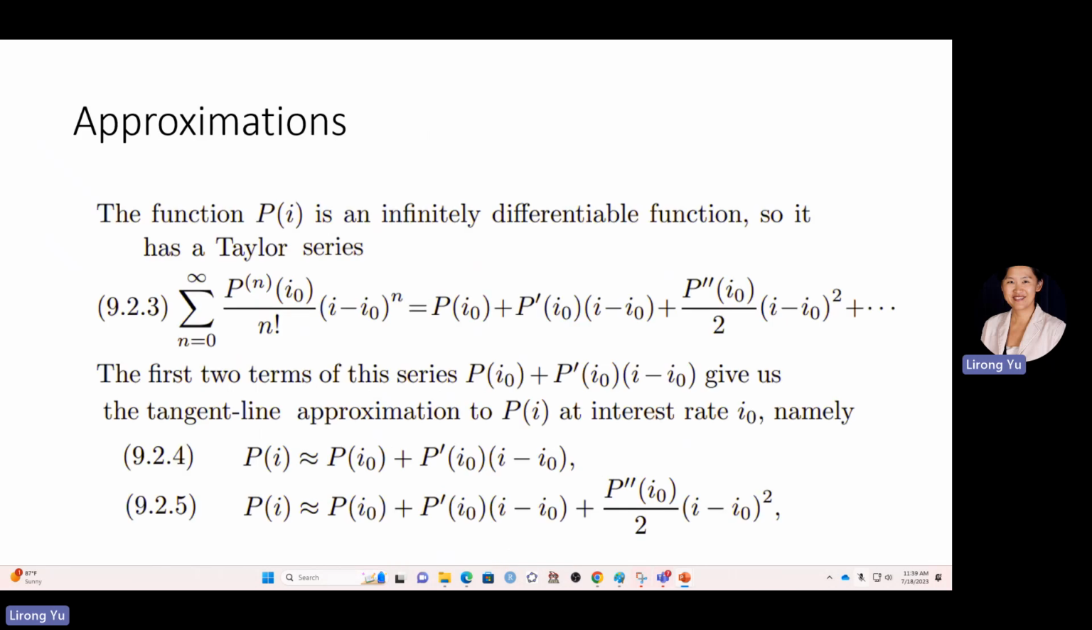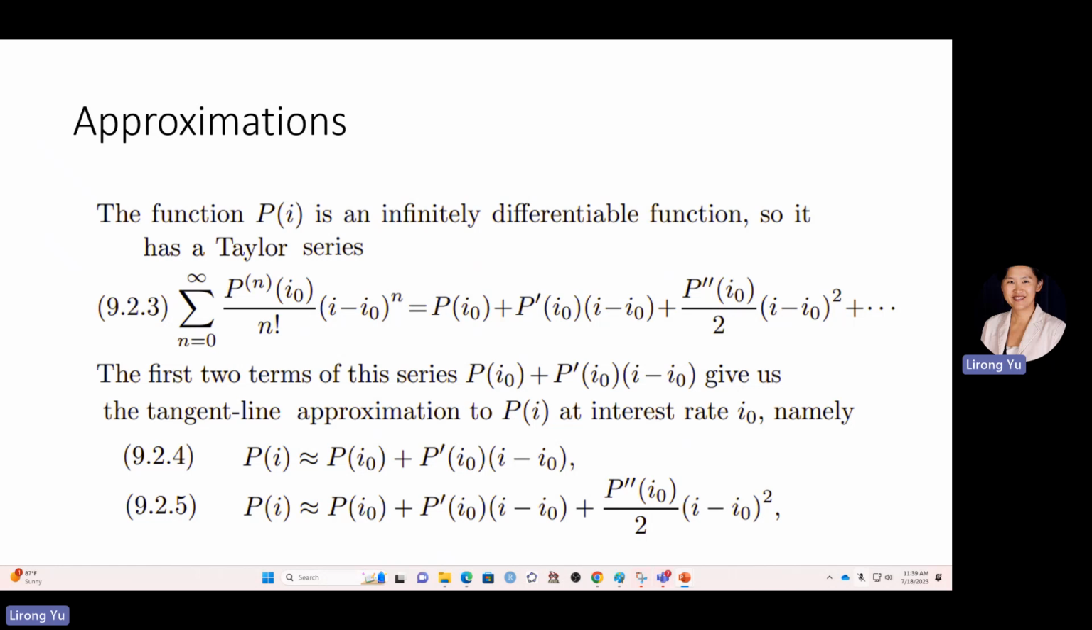The price function is an infinitely differentiable function. It is a negative power function, so you can always differentiate it. If you find the Taylor expansion of P, then 9.2.3 will be the Taylor expansion of P. So basically P and 9.2.3 will be the same thing if the Taylor series converges. I hope that kind of brings back some of the memory that we had from calculus.